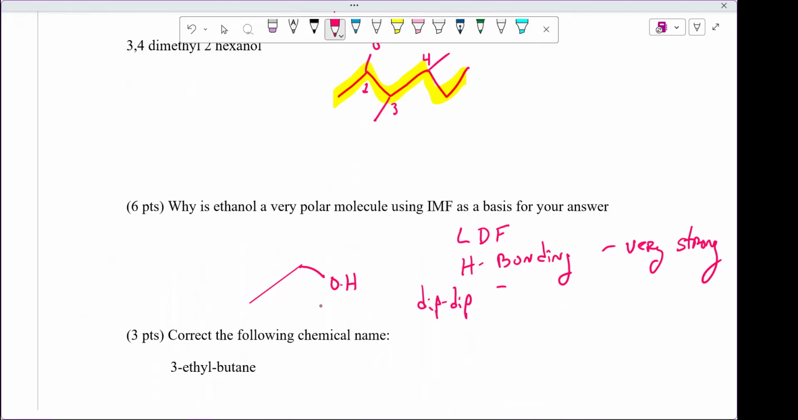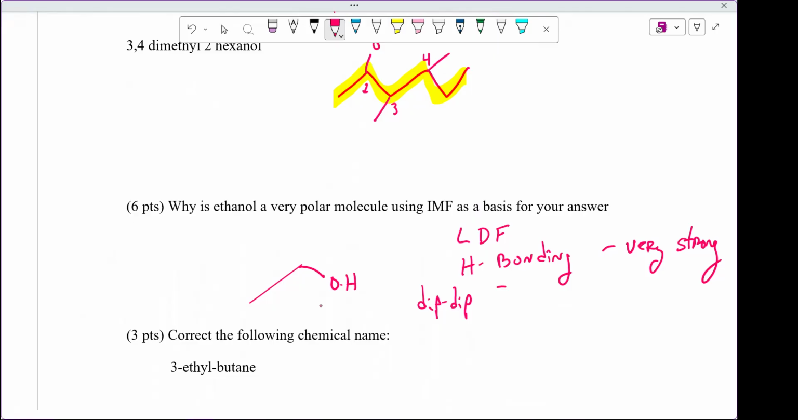If it's an ether, it's still polar, but not as strong as an alcohol. It doesn't have any hydrogen bonding. It's got carbon-oxygen bonding and carbon-carbon bonding, and then, of course, LDF. If it's an alcohol, extremely strong, very polar. So that means high boiling point, high surface tension, high melting point.